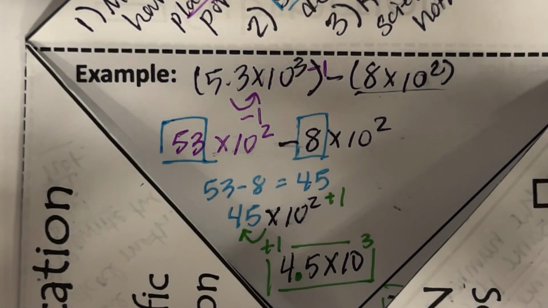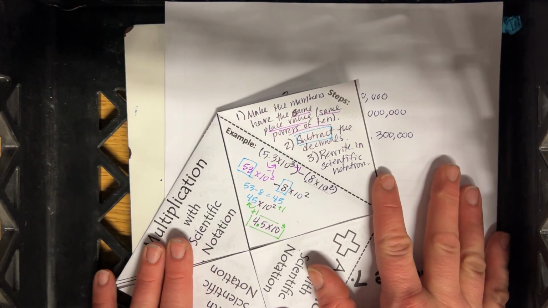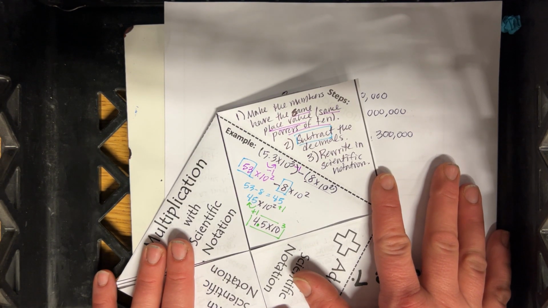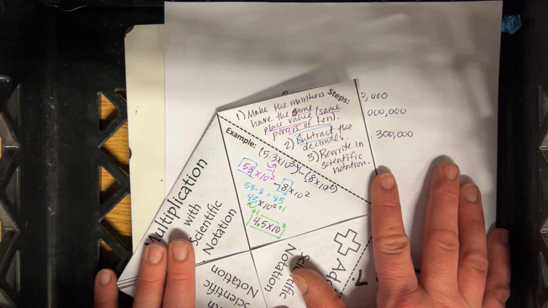So zoom out again so you can see all of this. Those are the notes that you need. Feel free to pause so you can add those and get all your color coding if you want to. But that is the end of our operations and scientific notation notes.